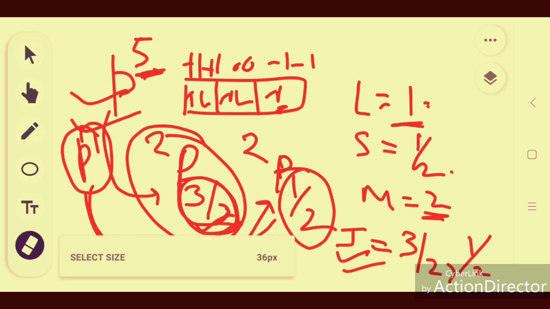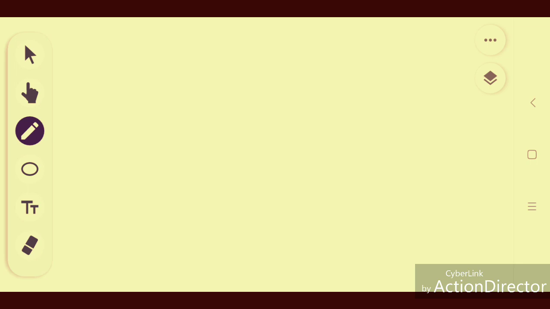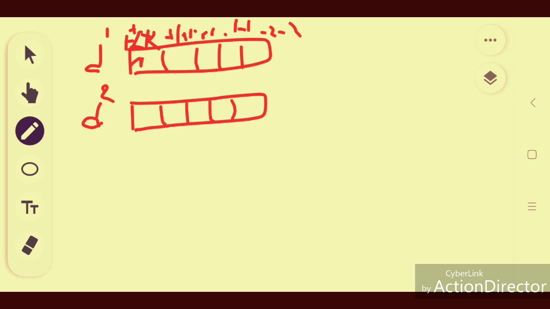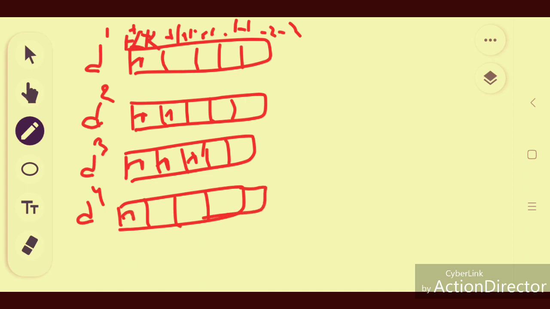Now we can take the example of other D configurations. If we consider the D1 configuration, for a weak field complex, the electrons will fill like this. The values of L are plus 2 plus 2, plus 1 plus 1, 0 0, minus 1 minus 1, minus 2 minus 2. For the D2 configuration, the electrons can be filled like this, 1, 2. For the D3 configuration, it can be like this, 1, 2, 3. For the D4 configuration, it will be like this, 1, 2, 3, 4. This is for the weak field complex.